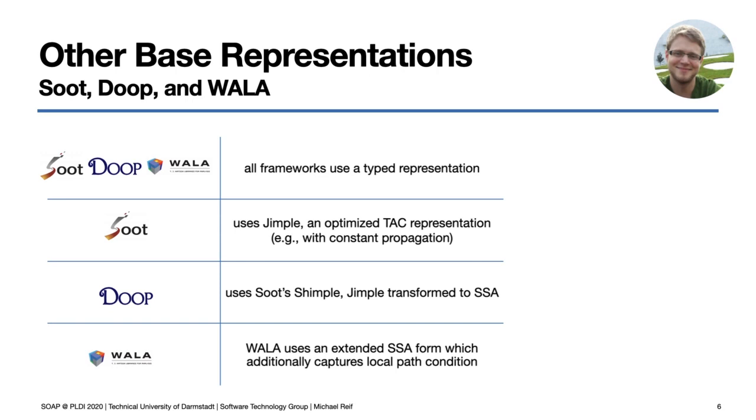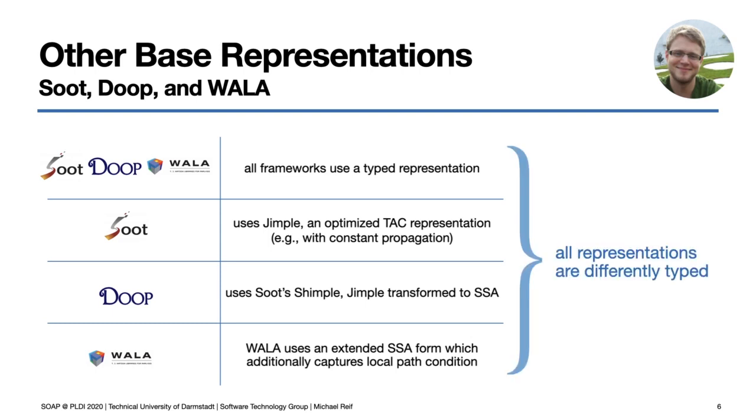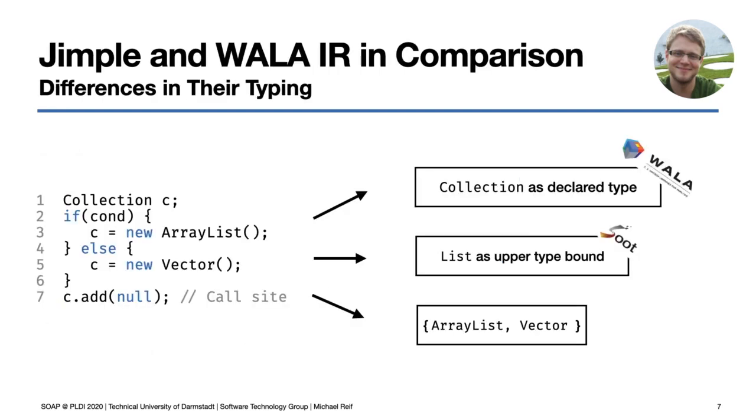And WALA has its own representation, which is also in an extended SSA form, and additionally captures local path conditions, which describe how to get into a branch. And all those representations are typed to a different precision. So when we consider the following example on the left-hand side of the slide, we see in line 1 that there's a collection, and then depending on some condition, in one branch the collection is instantiated either to an array list or to a vector. And then in line 7, we have a call on that collection to add null.